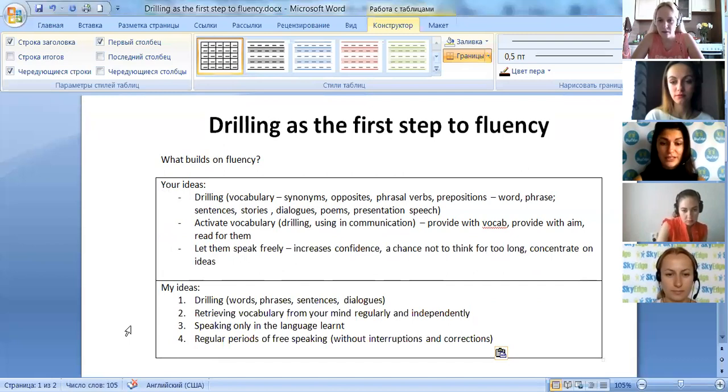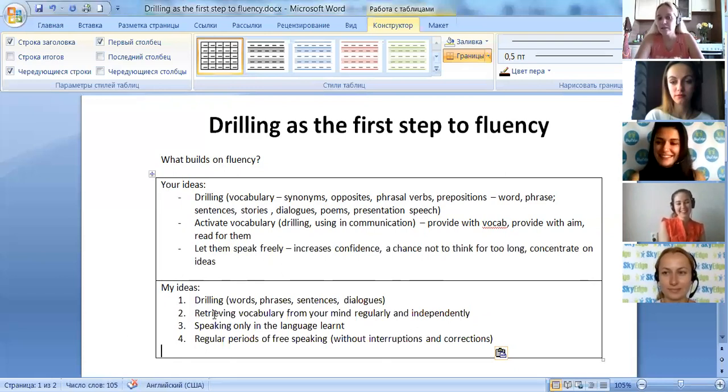Speaking only in the language learned. Yes, we didn't mention that aspect, because quite often students start using their native language during the lessons, or teachers start using the native language. And I guess the second tip is not to say the words for students. I mean, let the student remember the word which he wants to remember. Give the student time, because quite often we don't wait and we just interrupt and say the word instead of them.